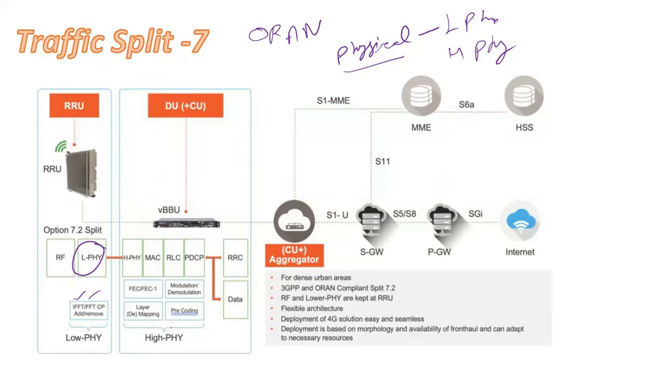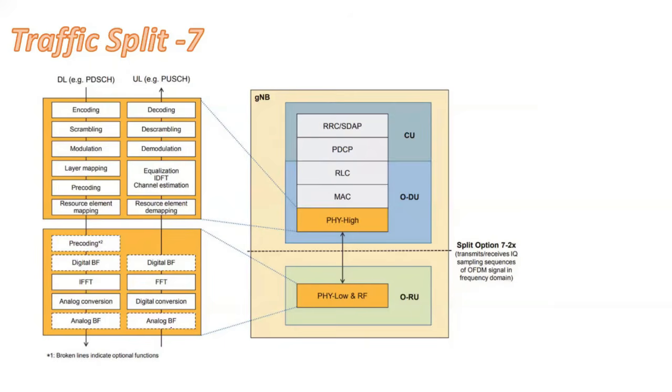Its main motto is to reduce the cost and improve the functionality, right? So again, you can see here, we have divided the physical layer into two layers. One is physical high and one is physical low. Physical low has various functions like you can see here: analog beamforming, analog conversion, digital conversion, FFT, IFFT, digital beamforming. But physical high has various other functions like these, right? All these functions, right?